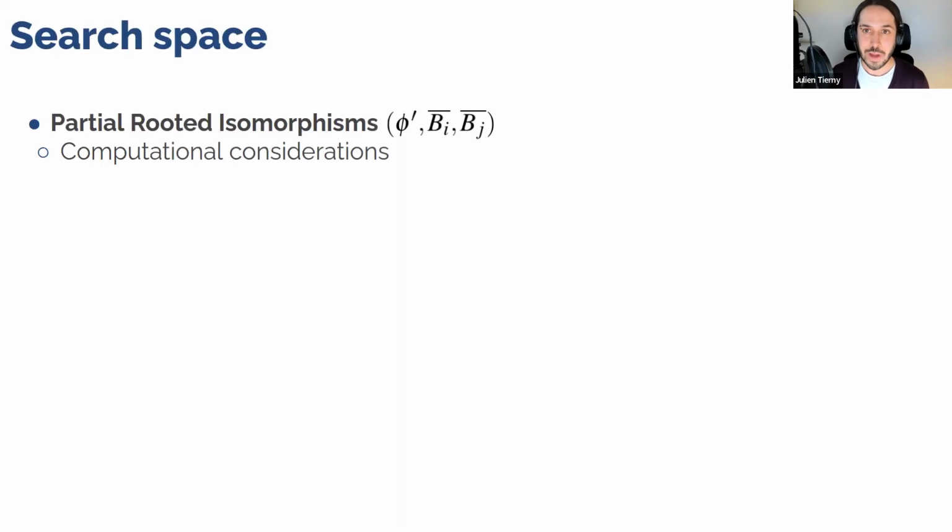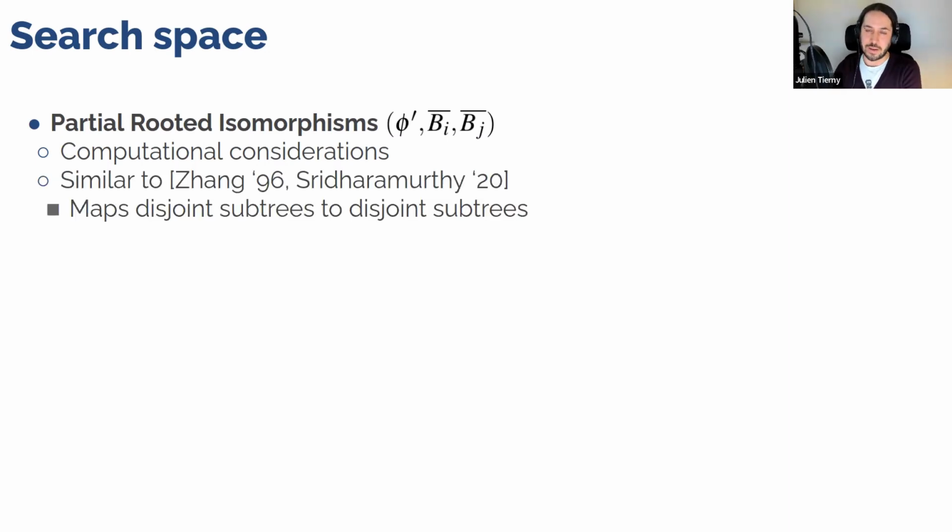All right. So now we need to define the search space for the optimization of the partial assignments. And to enable a polynomial optimization algorithm for the distance computation, we will constrain the space of valid assignments. And first we do the same thing as Zhang and Sridhara Murthy did. We only consider partial assignments which map disjoint subtrees to disjoint subtrees. And in short, this means that we will not allow branches to travel up the tree and then go down to another subtree.